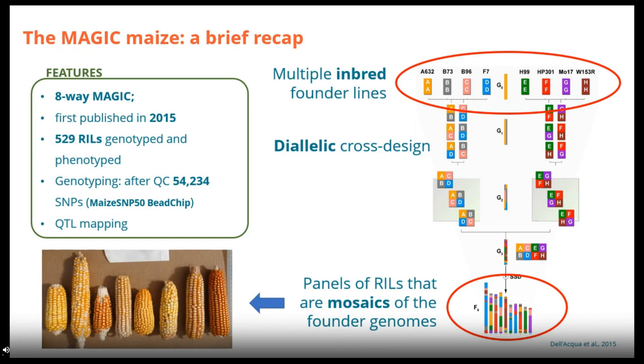Well, I told you it is an 8-way MAGIC, but actually there is a 9th parent, which is called CML91, which was introduced upon the failure of the 2-way hybrid B96 by HP301, and this hybrid was substituted with B96 by CML91 to compensate and to recover the failures of this cross.